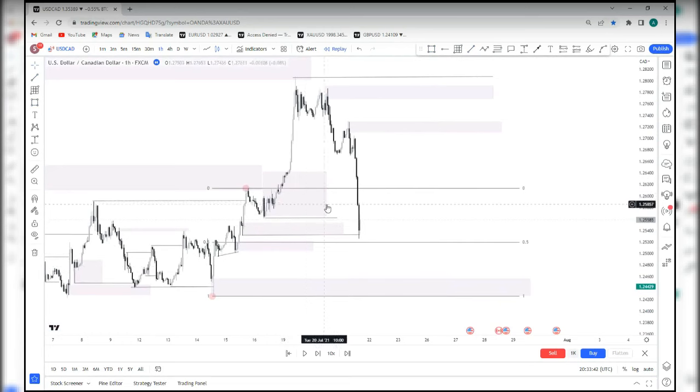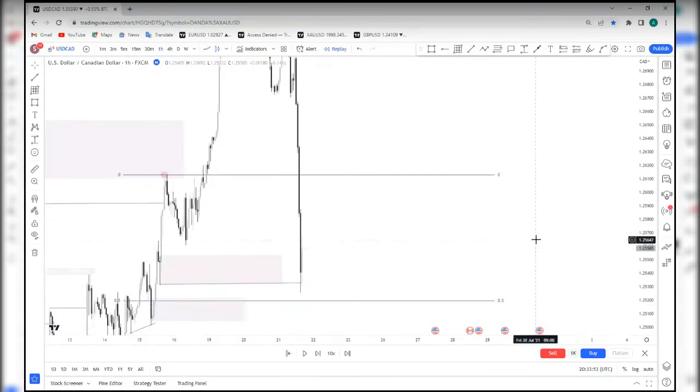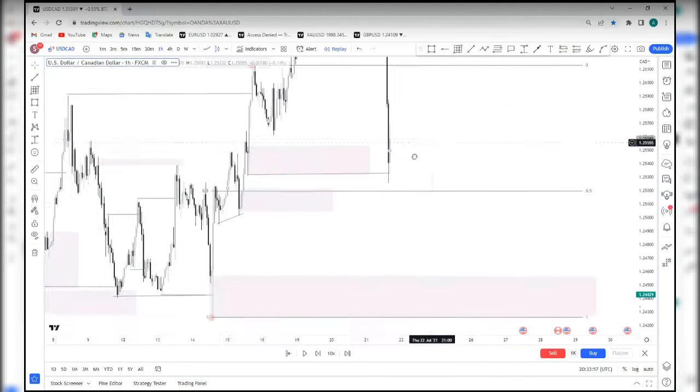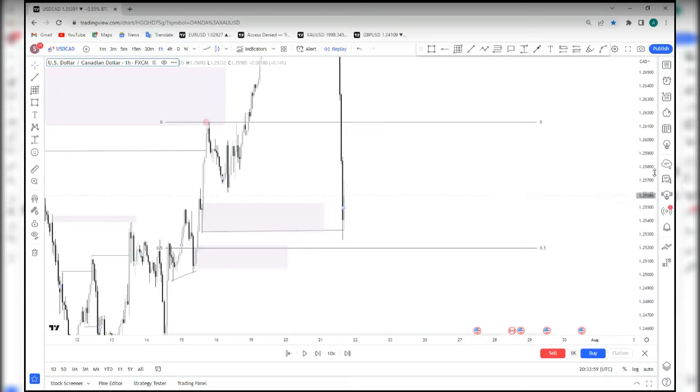Now we have this place. Price has cleared out everything here, and we have this liquidity. Price contained this liquidity, but still it is at my premium zone. As for me, I will not be trading it.